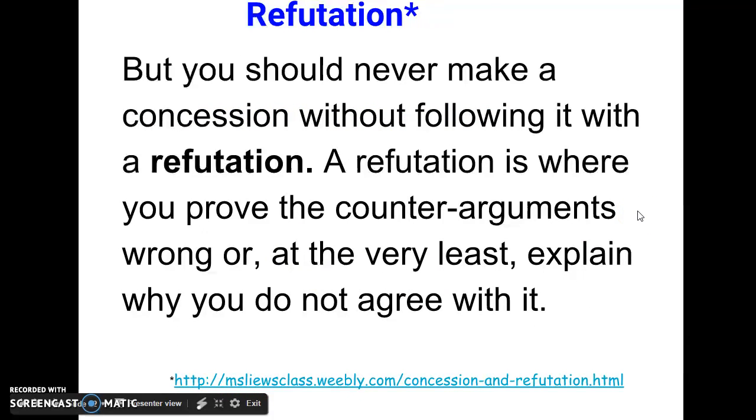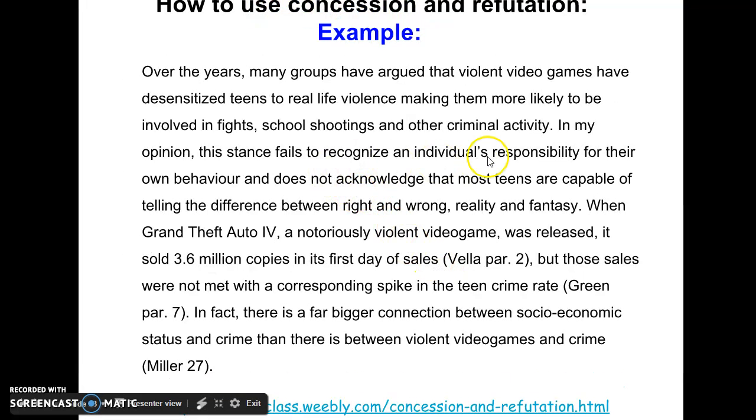Once you acknowledge that, you're going to follow it up with a refutation. A refutation is where you prove the counter arguments wrong, or at the very least, explain why you do not agree with it. And again, in this example here, the author explains why he does not agree with what society says in terms of violent video games desensitizing teens to real life violence. Okay?